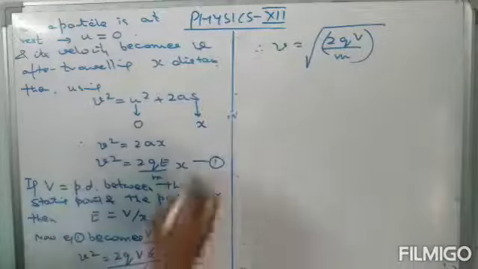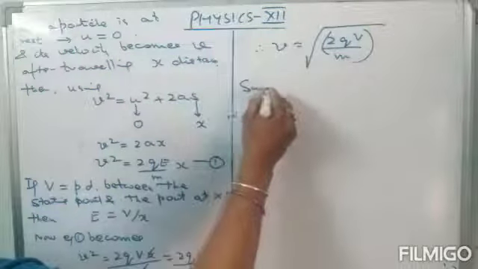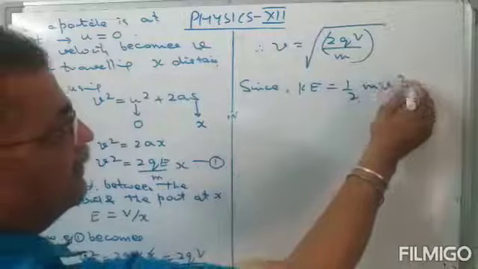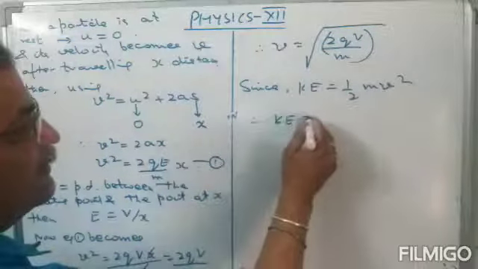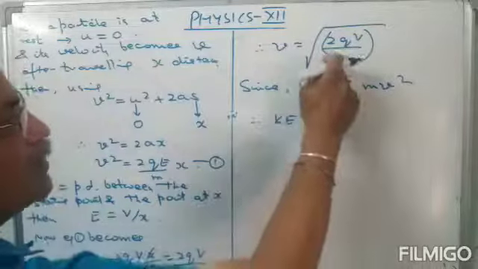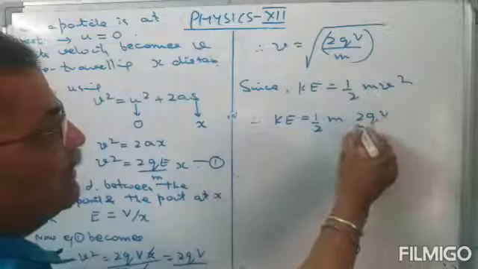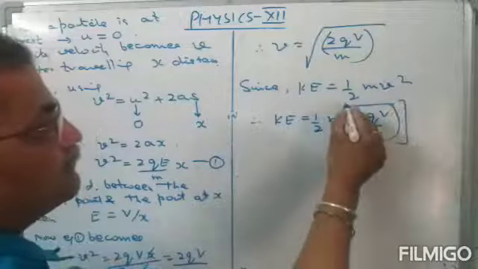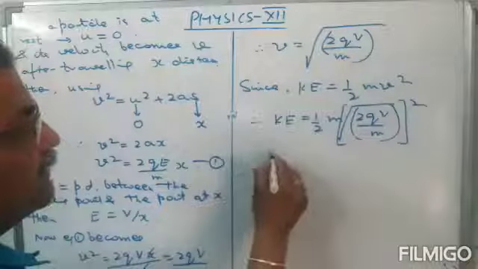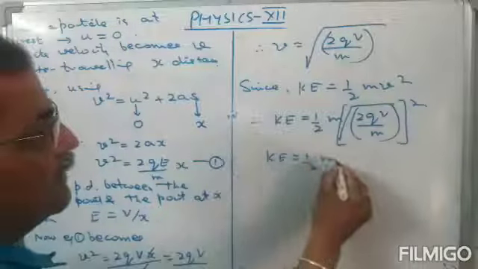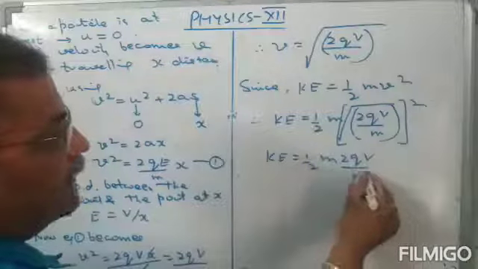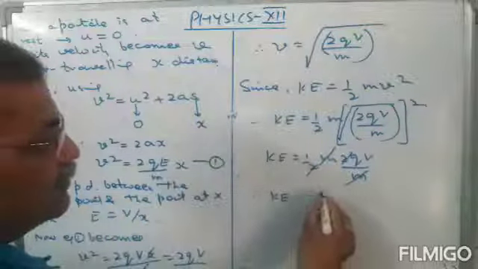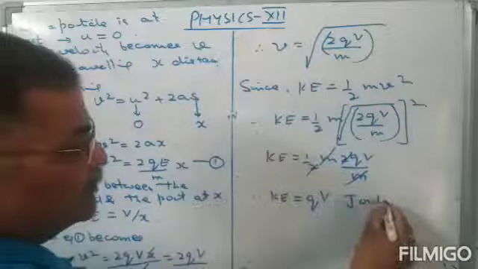But we need to find the kinetic energy. Since kinetic energy of a charged particle is given by half mv square, therefore kinetic energy is equal to half into m into the square of this, root of 2qv upon m, whole square, which will give kinetic energy is equal to half m into 2qv upon m. The m cancels, the 2 cancels, therefore kinetic energy is equal to qv joule. Just remember this.